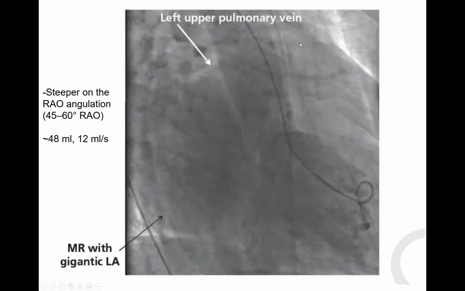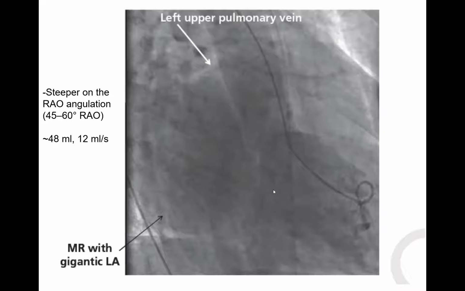So the filling of the left atrium will be more dense than the LV. Okay, that's a very important idea. So yes, the filling of the left atrium will be at least as dense as the LV, okay? So there are 4 grades, 1+ to 4+.